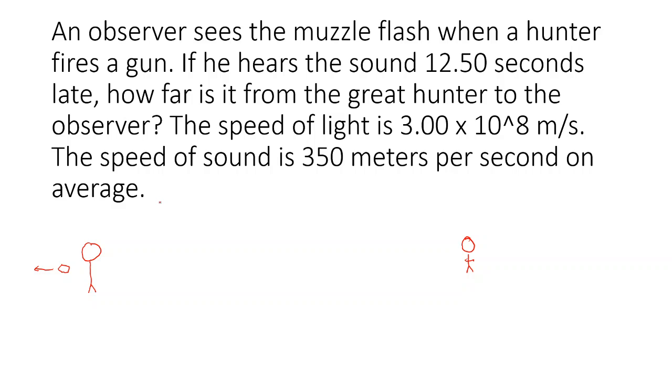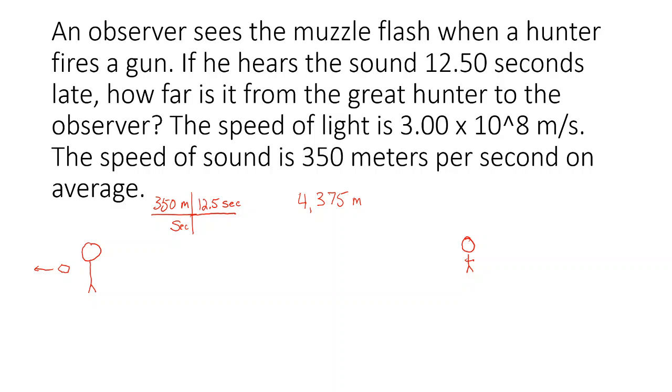So, if we start off with our speed of sound as 350 meters every second, and it took 12.5 seconds in order for the sound to reach the ears of the observer, it just becomes a simple matter of unit analysis to find out how many meters the observer is away from the gun being fired. We get 4,375 meters.